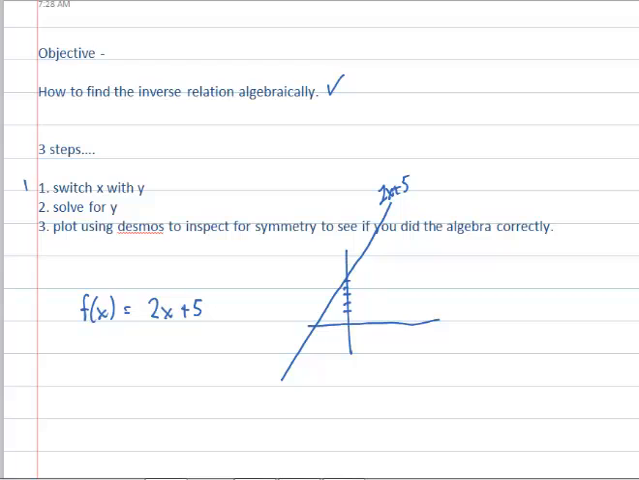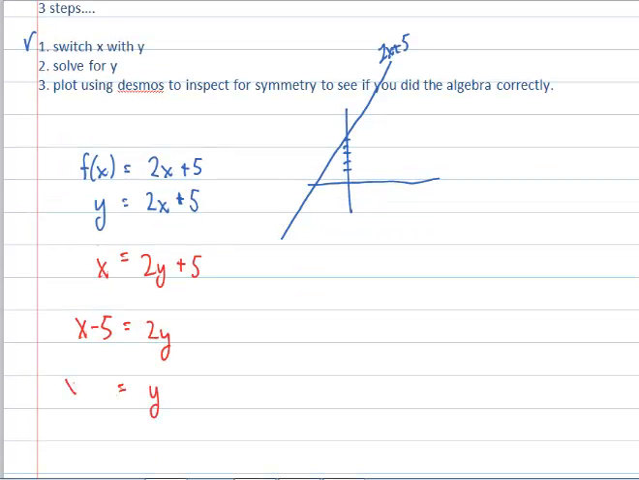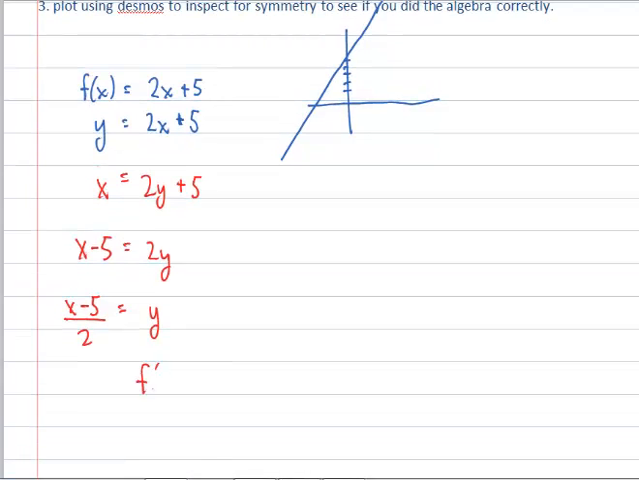And what we do with the steps is we first switch x with y, because remember, that's the most fundamental basic thing that we do with an inverse. We switch x and y pairs, so here we go. I'm going to have x equals 2y plus 5, and then I'm going to solve for y. So when I solve for y, I'll have x minus 5 equals 2y, and then y equals (x minus 5) over 2. Before we call it an inverse function, we want to verify that. So I'm just going to call it y equals (x minus 5) over 2.